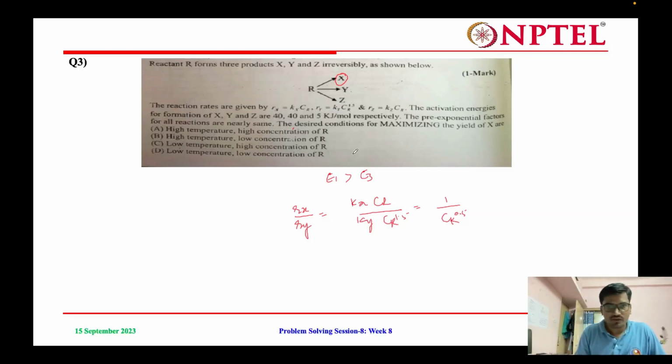So we cancel out Kx and Ky, since it is mentioned that the pre-exponential factors of all reactions are nearly the same. The activation energies are the same since we assume that isothermal operating conditions are maintained. Hence, high temperature and low concentration of R will maximize the yield of X.